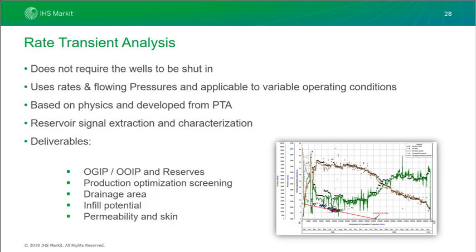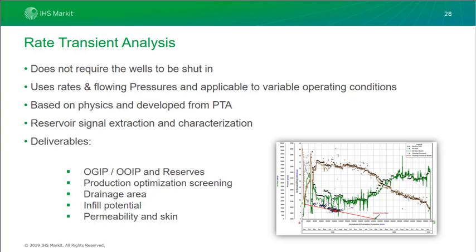Production analysis is really reservoir signal extraction and characterization, and involves taking a large amount of data and then analyzing it to see if there's a reservoir signal that we can extract. We can get the same deliverables such as production forecasts and EURs, but now we also get original gas or original oil in place, which is derived from performance data.